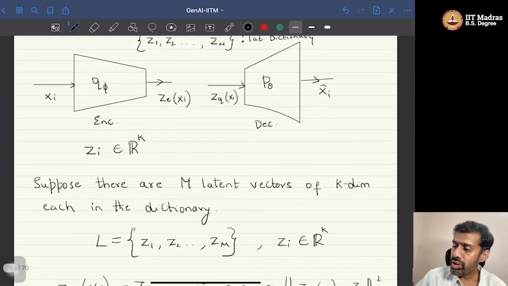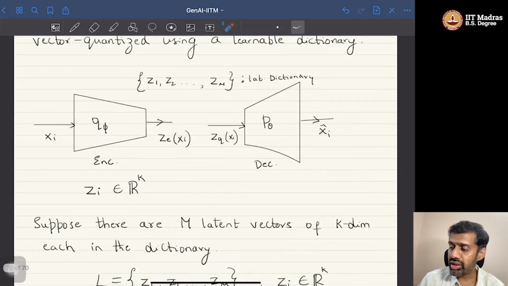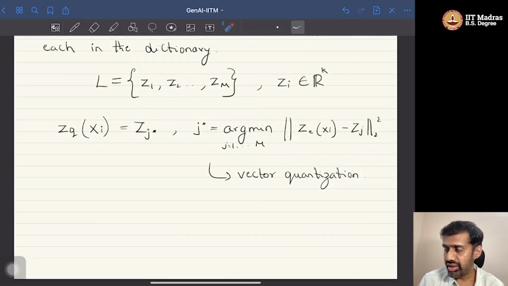Now what's happening here? You have an input data point and the encoder gives some output ze, which is a vector. We take that vector ze, the output of the encoder corresponding to a given data point, and search the latent dictionary for the vector closest to the output of the encoder. That gives us one of the elements from the latent dictionary, which we call zQ, the quantized version of ze of xi. That quantized version is the one that goes as the input to the decoder. I hope the idea of vector quantization is explained properly.